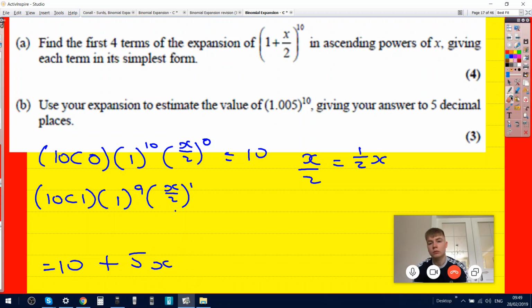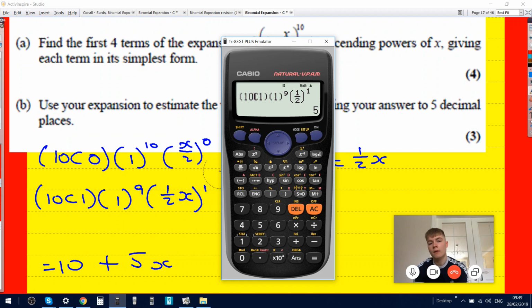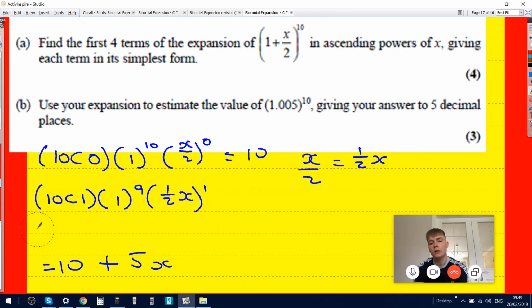So what you could do, if I was to rewrite this, x over 2 is the same as a half x. Right. So we just put in a half in the calculator without the x, and then we just put the x back in. Okay. So what will be the next term?